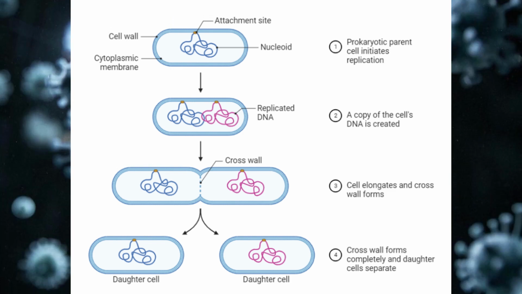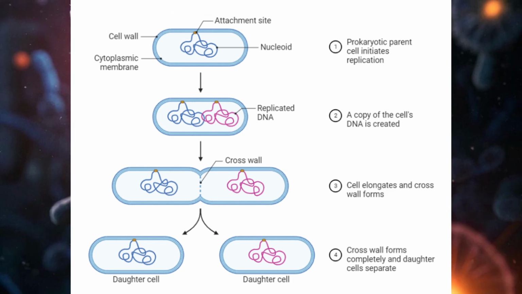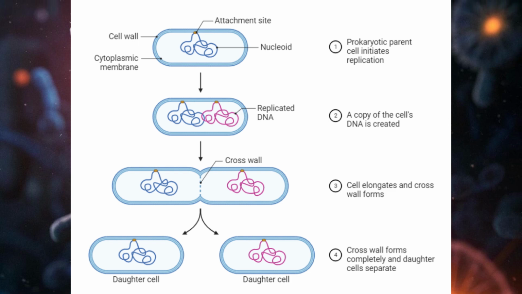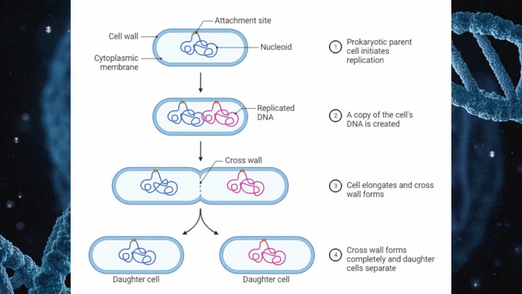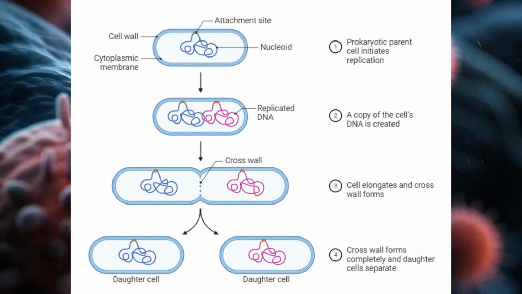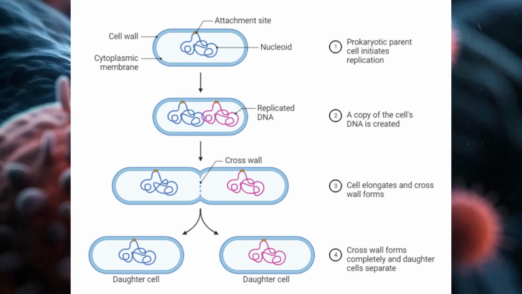Step 3. Septum formation. A new dividing wall called a septum starts forming in the middle. Step 4. Division. The cell finally splits into two identical daughter cells, each containing a copy of the original DNA.